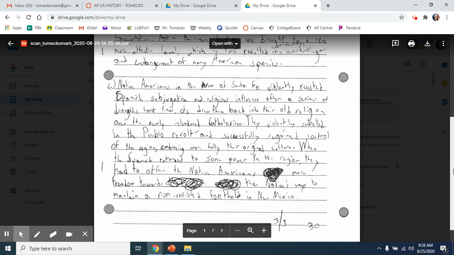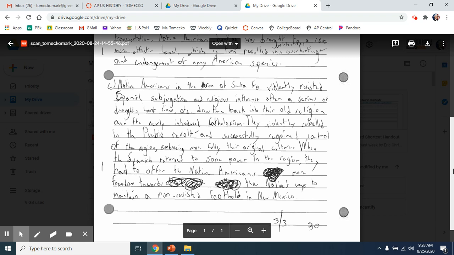They violently rebelled in the Pueblo Revolt. I like that. Put in that specific historical evidence to show you know. That jumps off the page at a reader who says, you know what you're talking about. You're not answering in vague generalities. He goes on to say, and they successfully regained control of the region, embracing more fully their original culture. Okay, that right there, stop right there. I'm giving him the point.